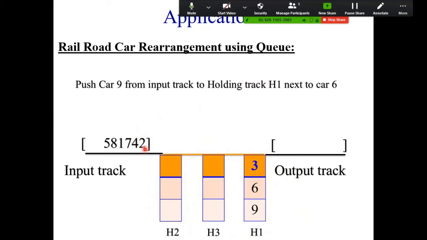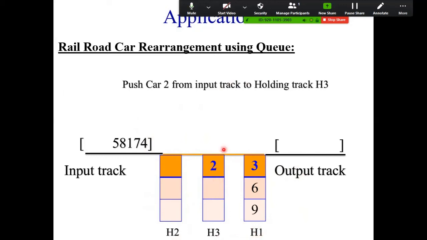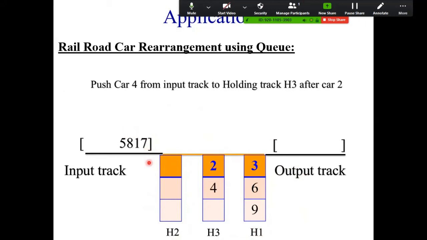I'm going to push this into holding track H3. I did the push operation, right? Next, again, I take this car number 4 from the input track. I do the push operation into holding track H3. I push this car number 4 into holding track H3, putting it after car number 2.